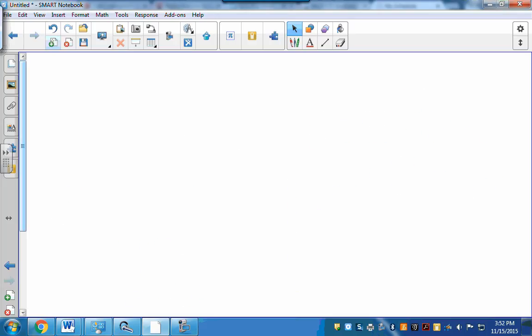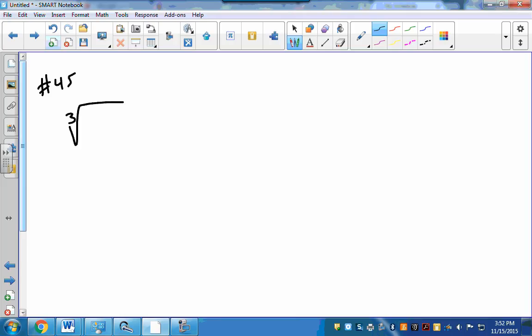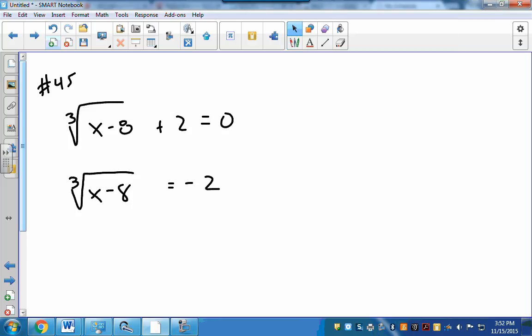Okay. Number 45. We have the cube root of x minus 8, and then plus 2 equals 0. So we isolate the radical. Cube root of x minus 8 is equal to negative 2. Not a problem. If this were a square root problem, I would stop and say no solution. This is a cube root problem, so cube roots can be negative.